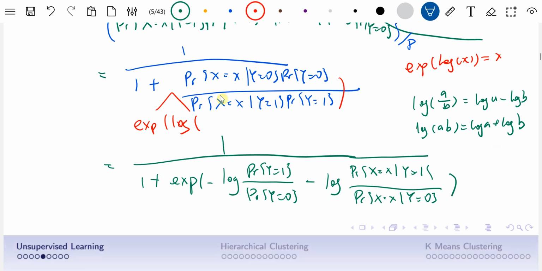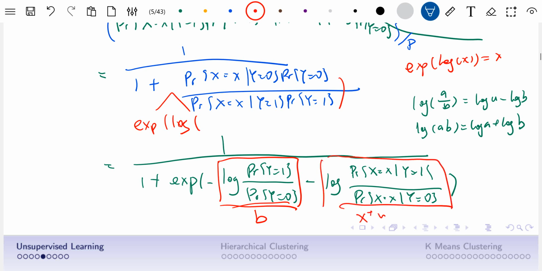So at this step, it looks like the logistic function already, and this will be b. And remember, b is independent of x, so this term is independent of x, so it's okay. And then this thing looks like x transpose w, which is dependent on x. And so this activation basically looks like the probability of y is 1 given x is x for our logistic regression.